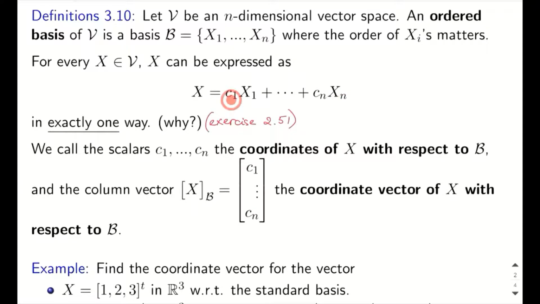Then the scalars associated with each of the vectors x here, c1, c2 up to cn, are called the coordinates of the vector x with respect to the basis B. And when you arrange these coordinates in a column, what you end up getting is a column vector. We call this column vector the coordinate vector of x with respect to the basis B. We need to mention the basis B because it's very important. If you change the vectors in the basis, you are going to get different coordinates.